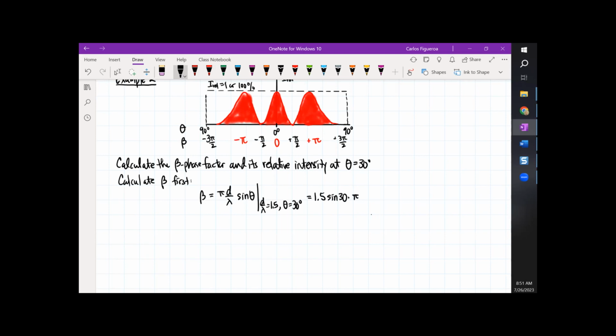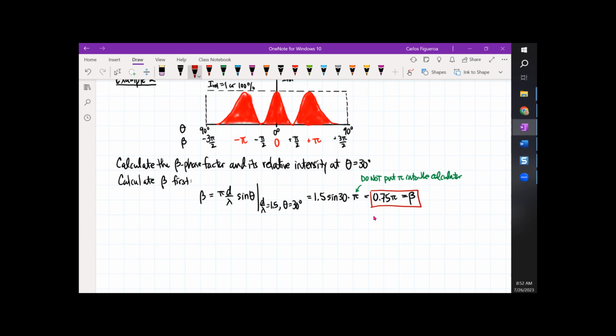This is what's really important. Do not put pi into the calculator, because that's going to tell us where it's at. Now, the sine of 30 is a half, so a half of 1.5 is 0.75 pi. So this is beta right here. We now know what beta is.